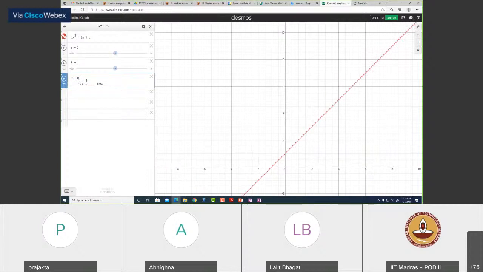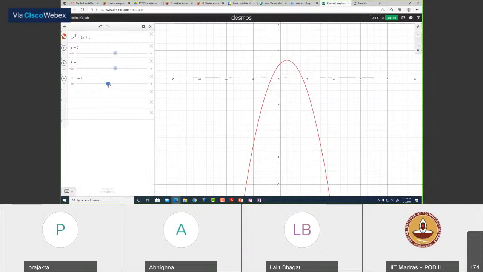But what happens when we go below 0? What happens when we go less than 0? Then the parabola direction itself will change. Yeah. So here it will go downwards, like this.